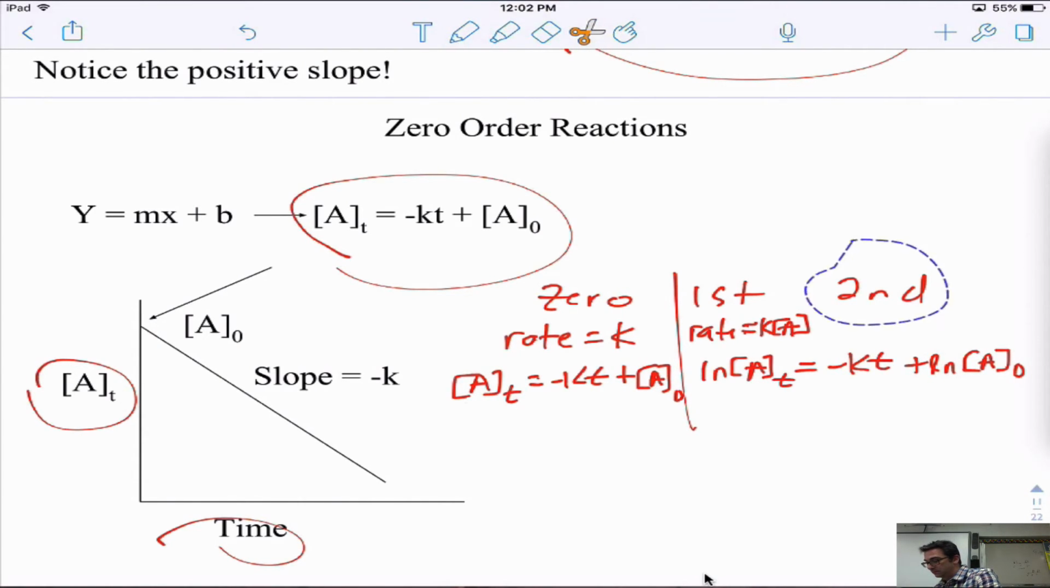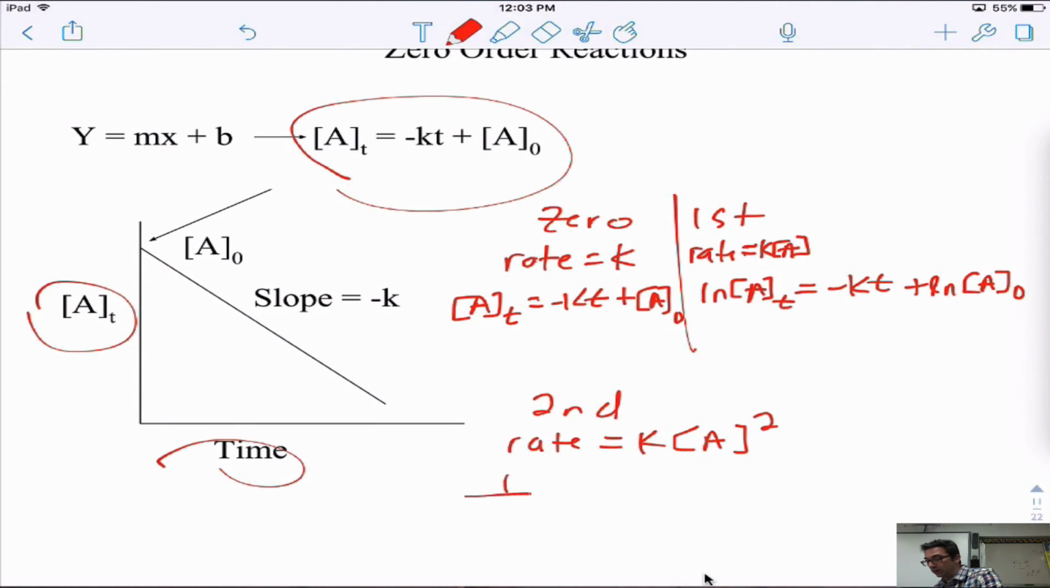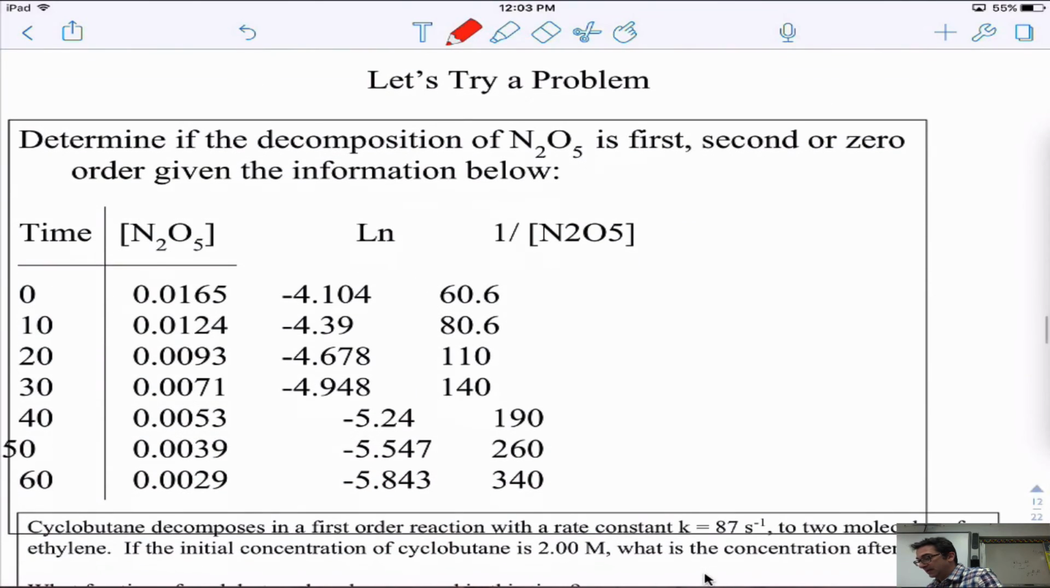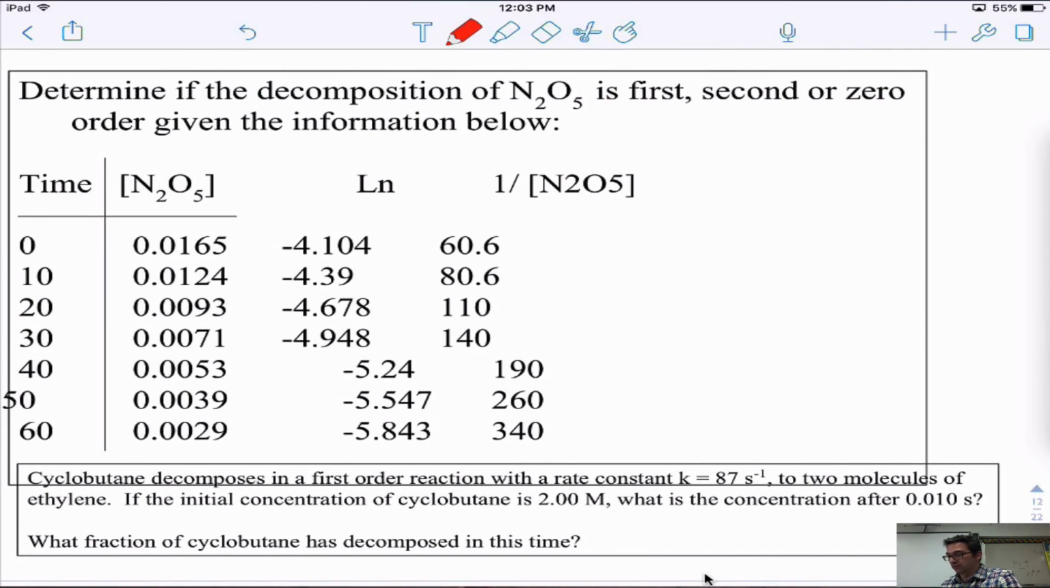Second order, we have rate equals k times a squared. And when we integrate this, we get 1 over a at time t equals positive kt plus 1 over a at time 0. Please know all three of these and know how they work. A lot of times what you're given is some data. So the first question they ask you is, determine if the decomposition of N2O5 is first, second, or zero order, given the table below.